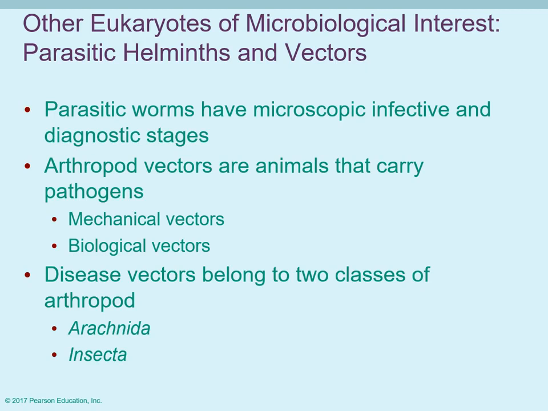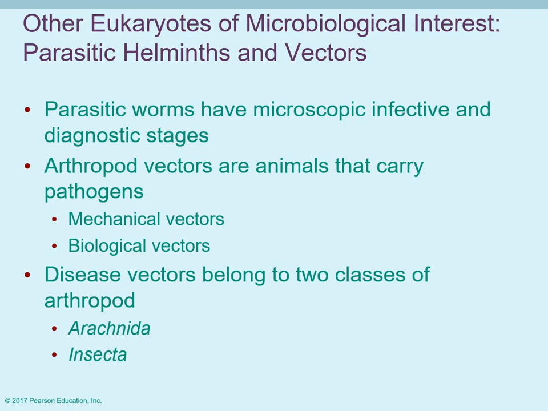There are some other eukaryotic organisms that are sometimes of interest to microbiologists, and that would be some of your parasitic helminths or worms, and vectors. How do the vectors work in transmitting a disease from one host to another? So that's why microbiologists will look at them. So parasitic worms, they can have certain stages where they are microscopic and they can be infective and cause different diseases. Arthropod vectors are animals that, as I said, can carry pathogens.